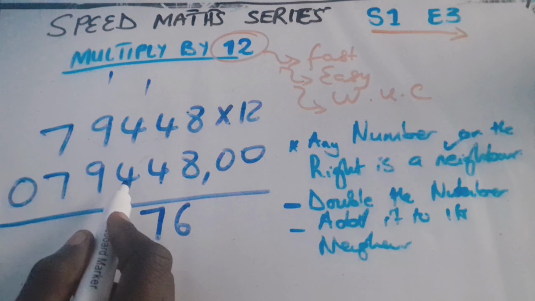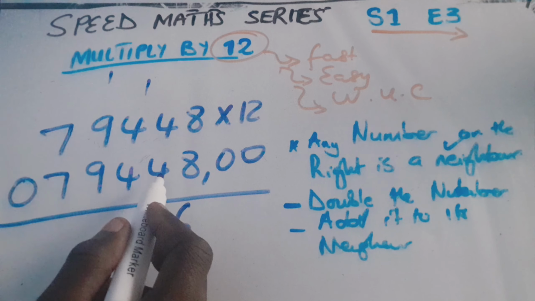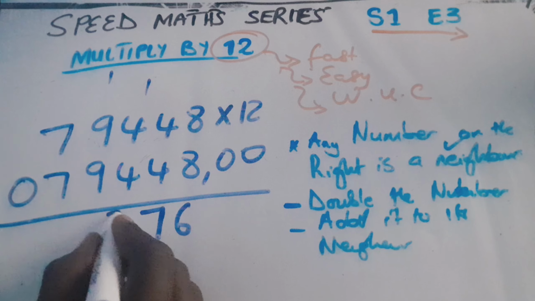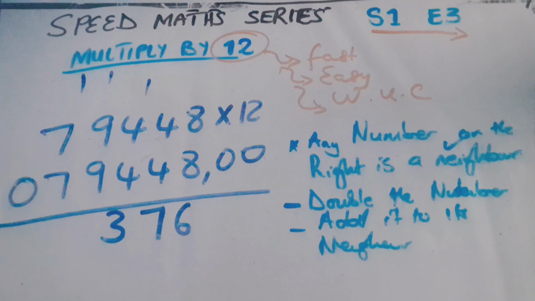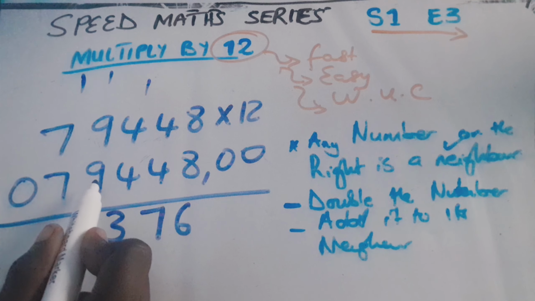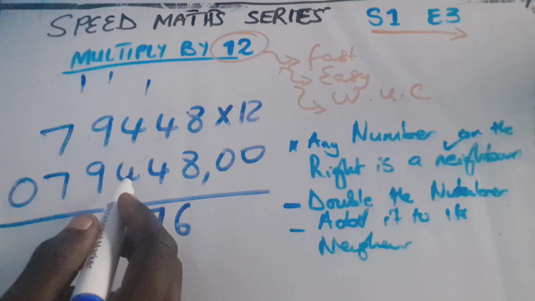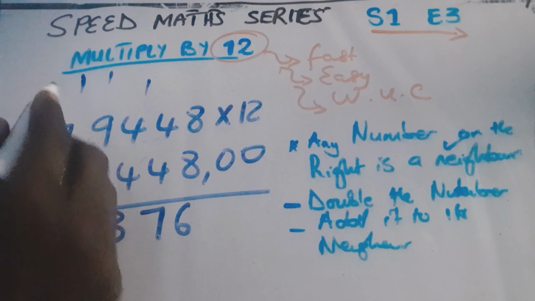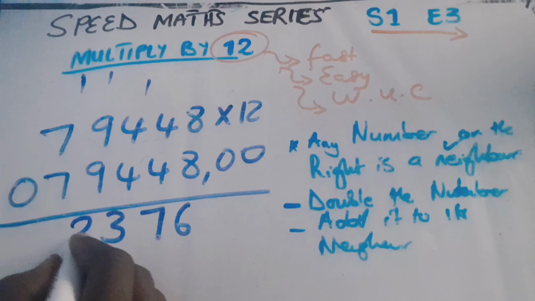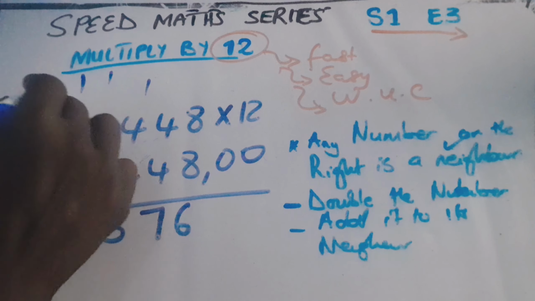And now we are on this 4. 4 doubled, that's 8. 8 plus 4, that's 12. 12 plus 1, that's 13. So it's 3 carry 1. And now we're going to get this 9. 9 doubled, we're going to get 18. 18 plus 4, that's 22. 22 plus 1, that's 23. So it's 3 carry 2.